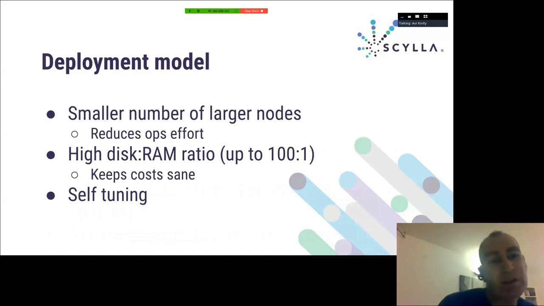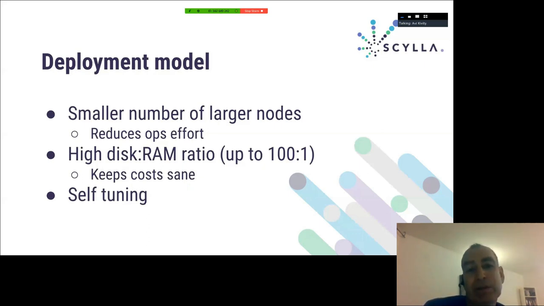So a very typical node is the Amazon i3 or i3n. And the i3.metal has half a terabyte of RAM, 36 cores or 72 vCPUs, and 16 terabytes of disk. And that is actually part of this slide. We also aim for having a high disk to RAM ratio.